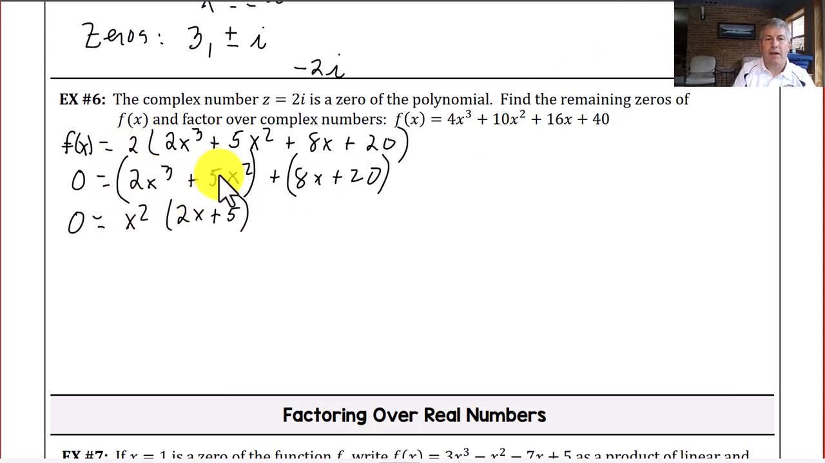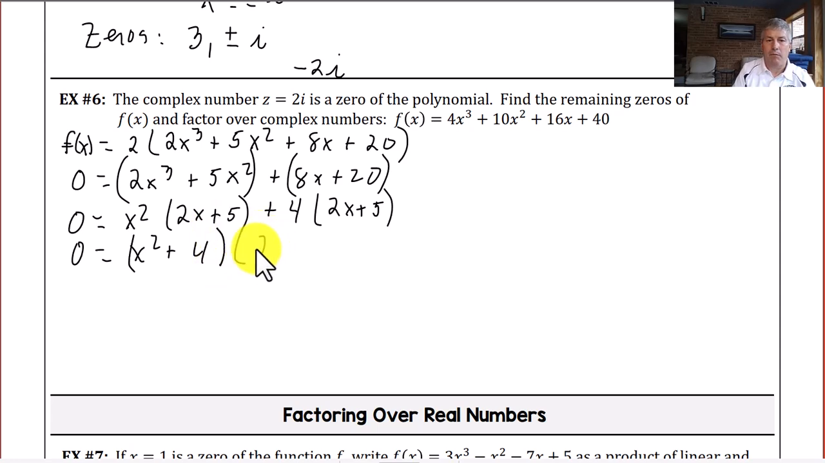I can take an x squared out of the first pair, and I get x squared times 2x plus 5. And I can factor out a 4 out of the second pair, and I get another 2x plus 5. It's all equal to 0. I'll continue to factor. So x squared plus 4 times 2x plus 5. Those are my factors.